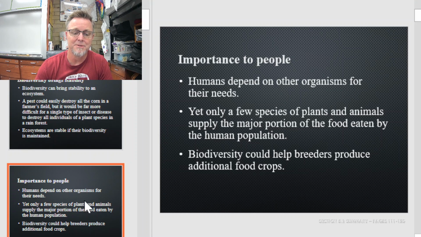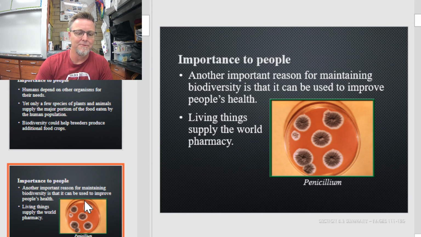Biodiversity could help breeders produce additional food crops and protect the food crops that we have. If we go back to that idea of a pest eating corn, if all the farmers plant the exact same kind of corn and there's a beetle out there that really likes that one kind of corn, we're in trouble. Just ask the Irish, who had to immigrate to the United States after the Irish potato blight did that to them. So biodiversity is really, really important in our food crops.